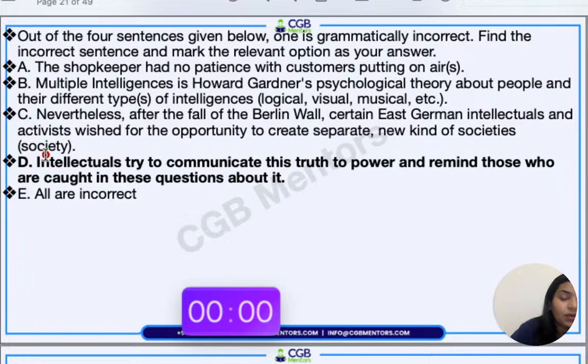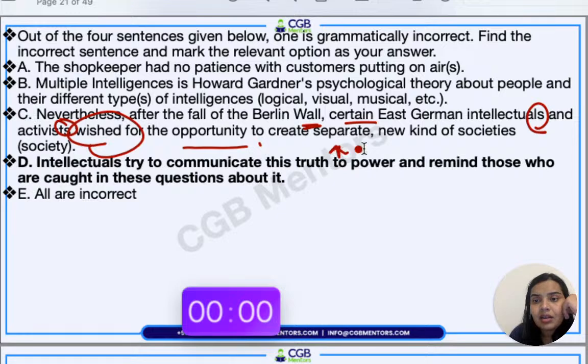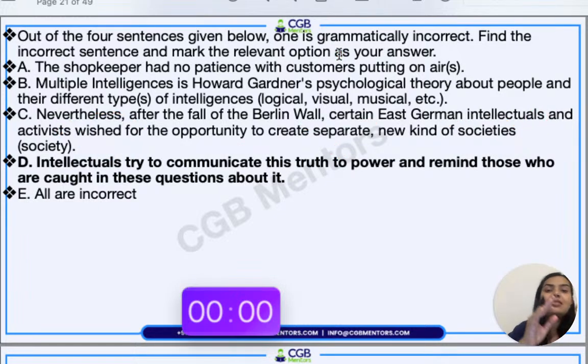In the C1, what do we get to see? Nevertheless, after the fall of Berlin Wall, certain East German intellectuals and activists wished for the opportunity to create a separate new kind of society. I cannot say multiple societies because they are separating it. From the context, it is very clear there is this single new kind of society. So from that we understand society comes in C.